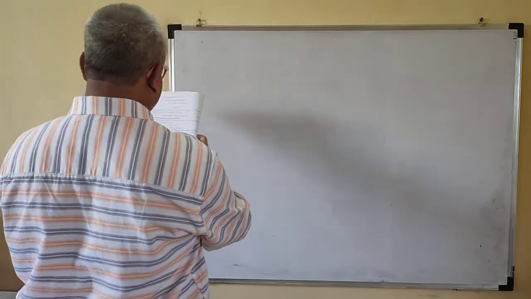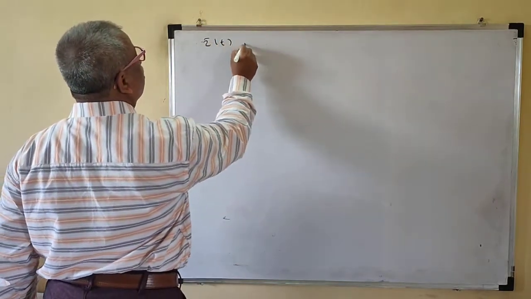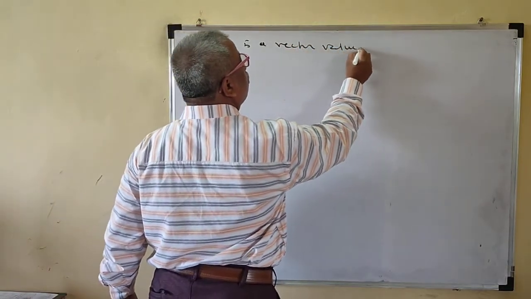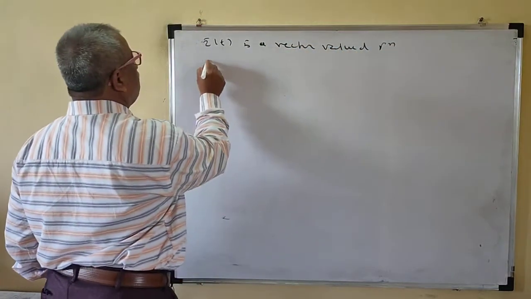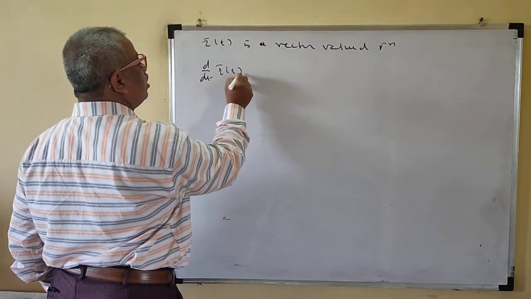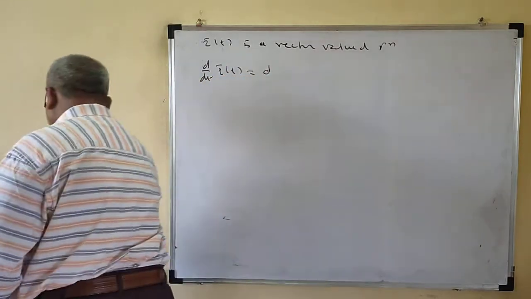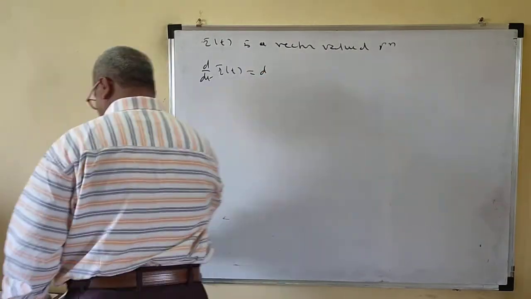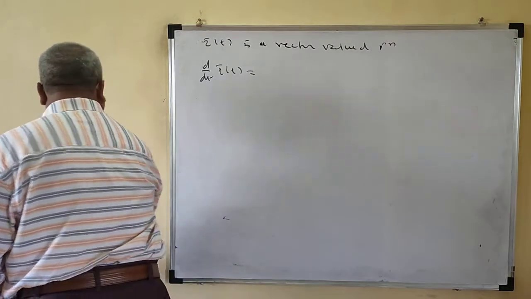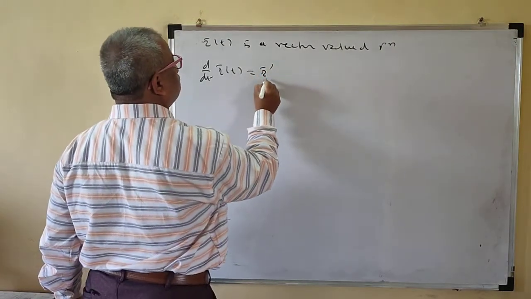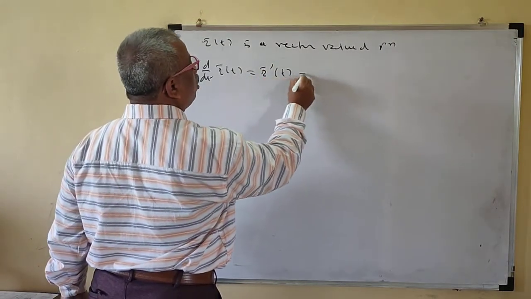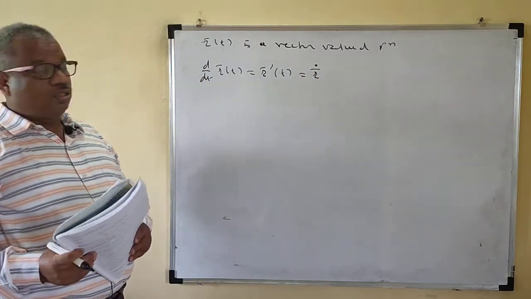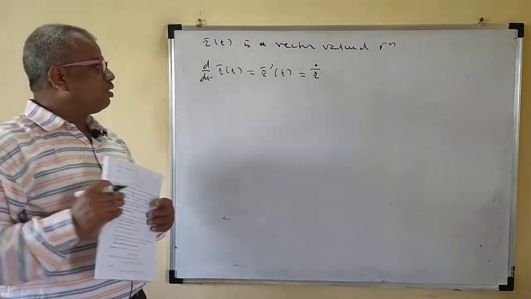Okay. Suppose r bar of t is a vector valued function. Then d by dt of r bar of t, you may write as r bar dash of t, or you may write this as r bar dot also. In some problems, this is r bar dot also. R bar dot means the first derivative of this.